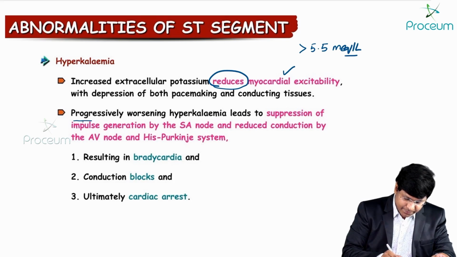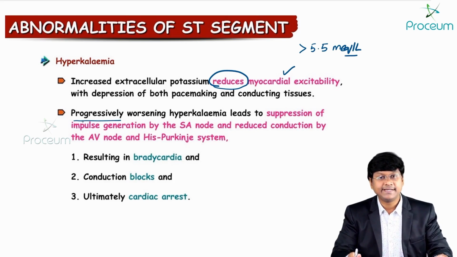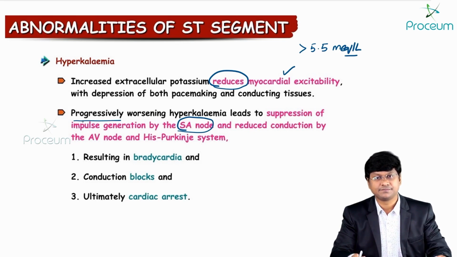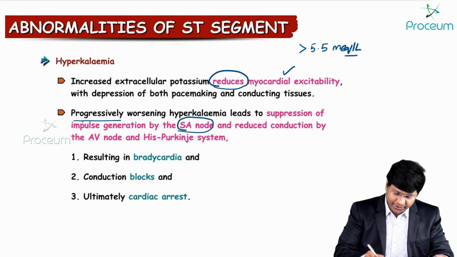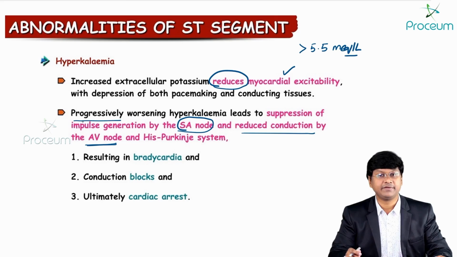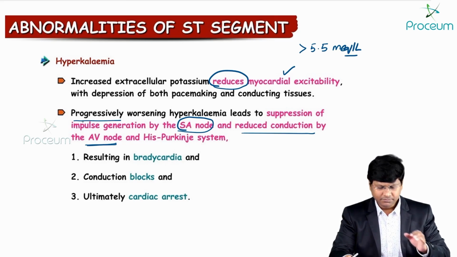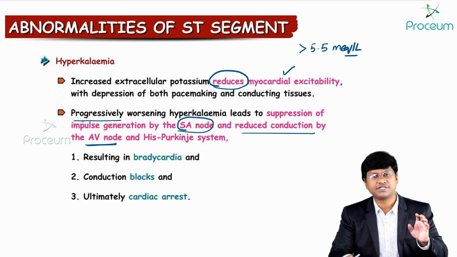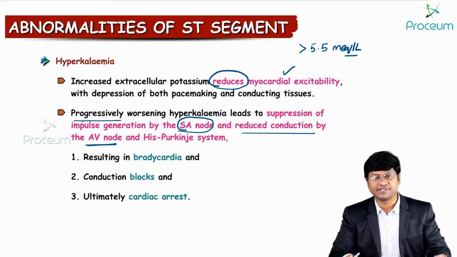And the other point is, progressively worsening hyperkalemia leads to suppression of impulse generation by the SA node. So SA node impulse generation will be completely suppressed, and there will be reduced conduction even at the level of the AV node and His Purkinje system. So what is the basic effect of hyperkalemia? Reduced myocardial excitability, reduced impulse generation at the SA node, and reduced conduction at the level of the AV node as well as the His Purkinje system.